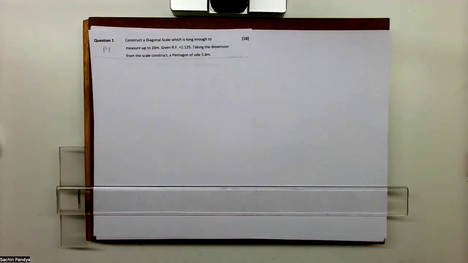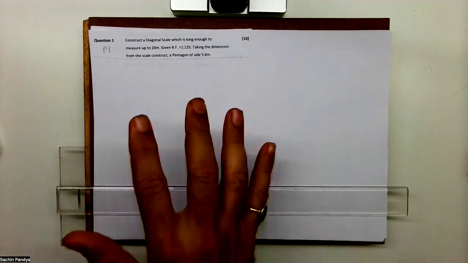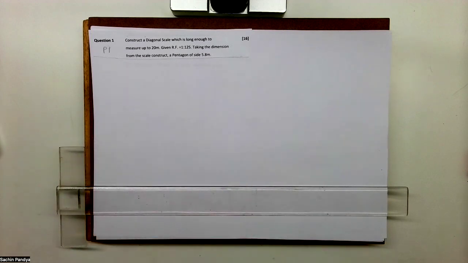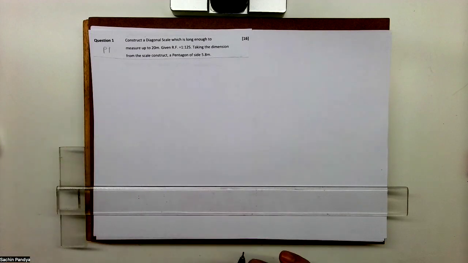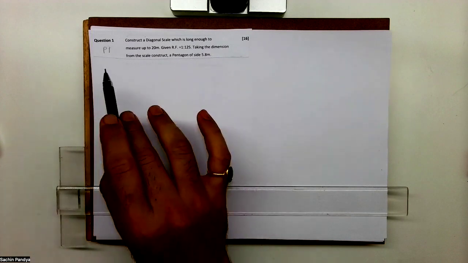Hello everyone. So today I'm going to explain scales. There are 8 papers, and I'm going to solve all 8 scales questions from those papers. Now, first we'll read this question.